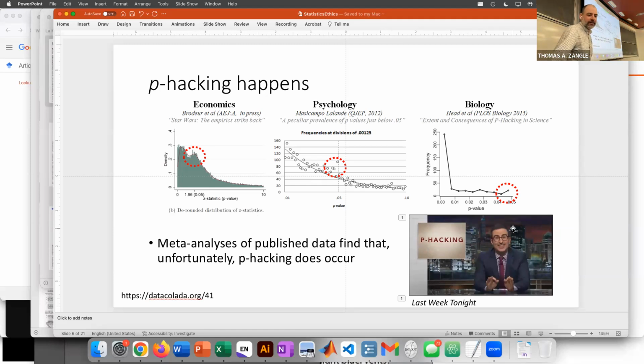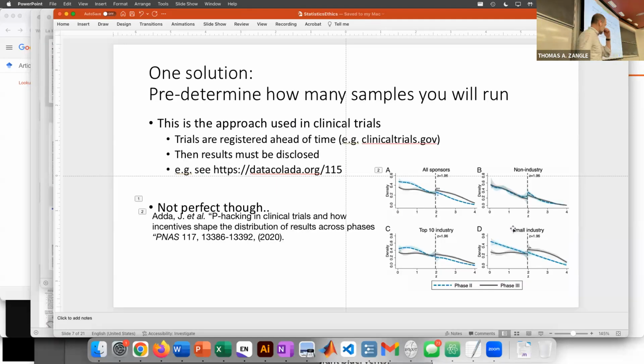So there are some possible solutions to this. Unfortunately, none of them is necessarily perfect. One solution that's often used is to predetermine how many samples you will run and state ahead of time how many samples you will run, and what analysis you're going to do and what your criteria are for accepting whether or not something is true. This is the approach used in clinical trials. Clinical trials are registered ahead of time. For example, on clinicaltrials.gov, you can see a list of ongoing clinical trials, what their endpoints are, how they're going to be evaluated, and then results must be disclosed.